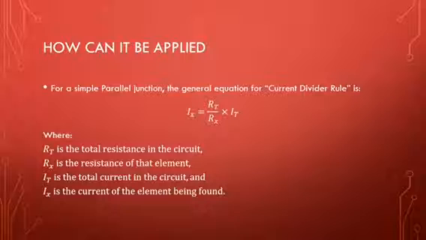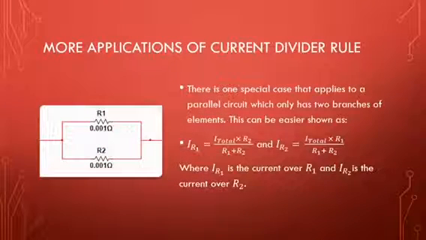There's one special case that applies to a parallel circuit which only has two branches of elements. This can be easily written and shown as IR1 is equal to I total times by R2 divided by R1 plus R2, and IR2 is equal to I total times by R1 divided by R1 plus R2, where IR1 is the current over R1 and IR2 is the current over R2.